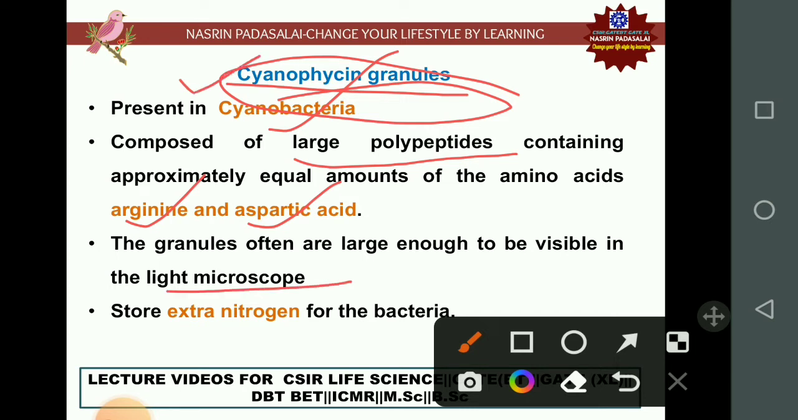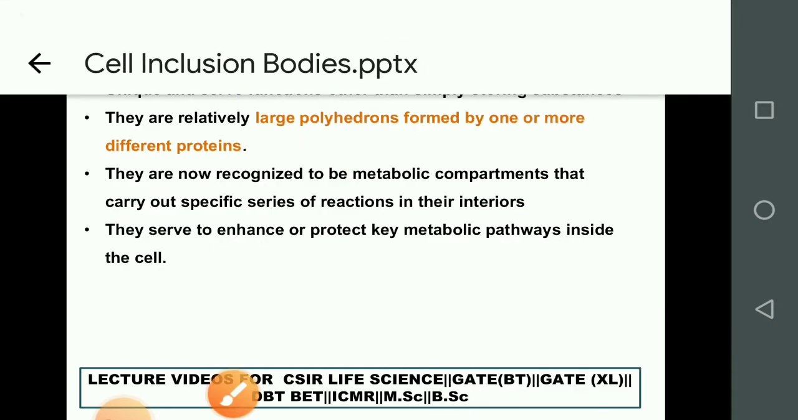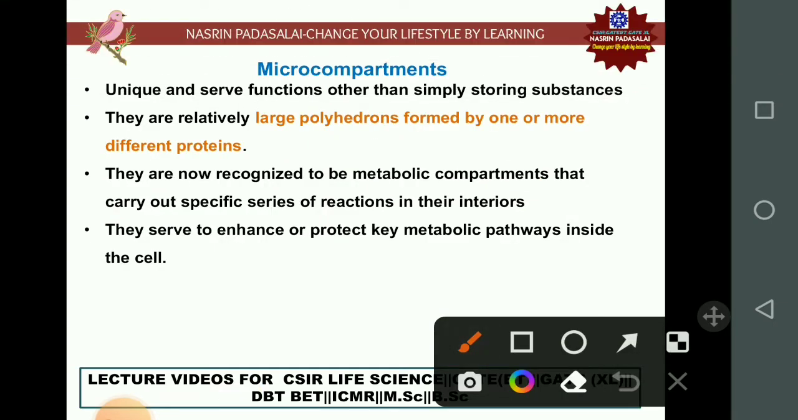So what is the function of this cyanophycin granule? They store extra nitrogen that is available for bacteria. So this cyanophycin granule is involved in storing nitrogen. The next type of inclusion body is the microcompartment. These microcompartments are unique in nature, and they serve a function other than simply storing substances.